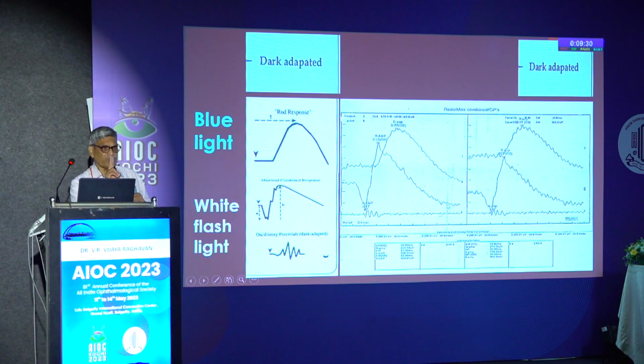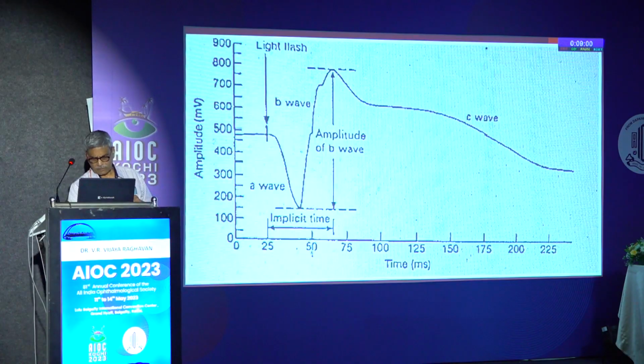Now, two things you are supposed to see. What is the amplitude of the ERG? What is the implicit time? Implicit means latency, that's all. Implicit time of ERG. What is the amplitude? Suppose I measure the amplitude of the A wave from the baseline. This is the baseline. From the baseline to the bottom of the A, whatever value in millivolts is there, that is the amplitude of the A wave. The B wave is measured from the bottom of the A. Understand? From the bottom of the A.